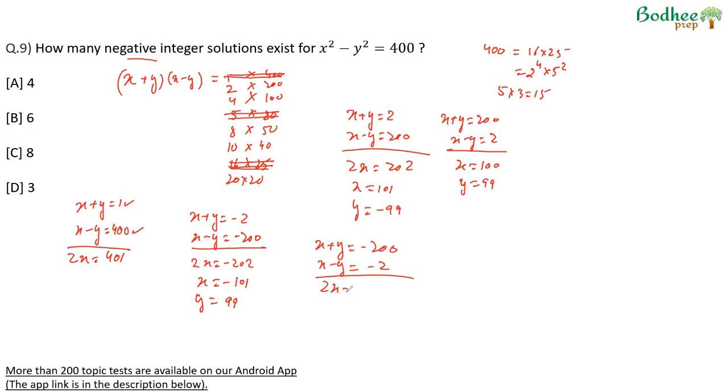Here we'll get 2x is minus 202, or x is minus 101, and therefore y is minus 99. Both the terms will be negative. And therefore, we can have the number of cases as 1, 2, 3, 4, 5.